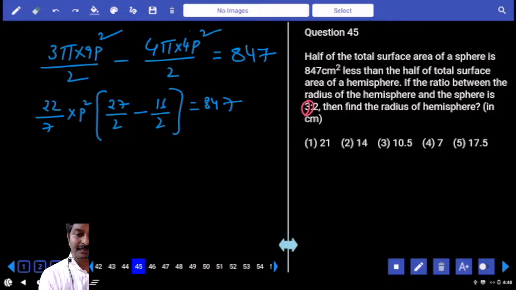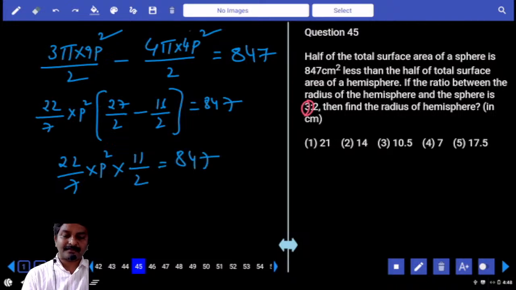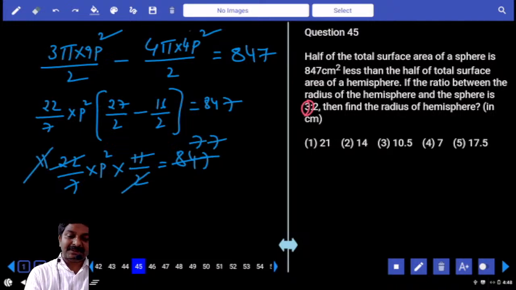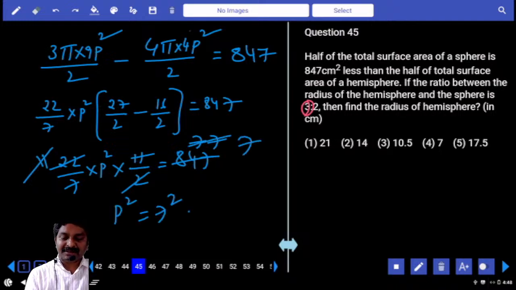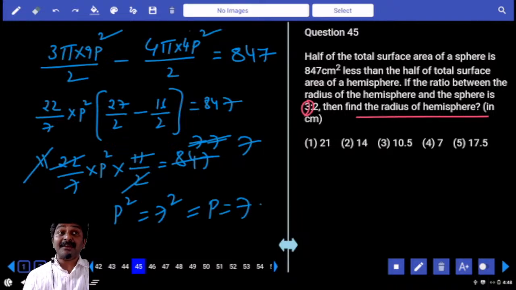Followed? 22/7 into p square into 11/2 is equal to 847. 11 77 times 2, 11 times 11, 7 times p square is equal to 7 square, p is equal to 7. Radius of the hemisphere, which is equal to 3 parts, 21.